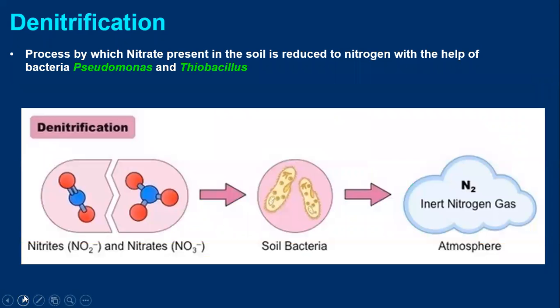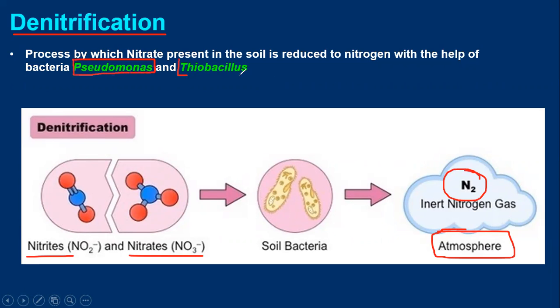After nitrification, what is the product in hand? Nitrite and nitrate. So the next step is denitrification. That is the conversion of these nitrites and nitrates back into the atmosphere as atmospheric nitrogen. That process is facilitated by 2 different bacteria, that is Pseudomonas and Thiobacillus.